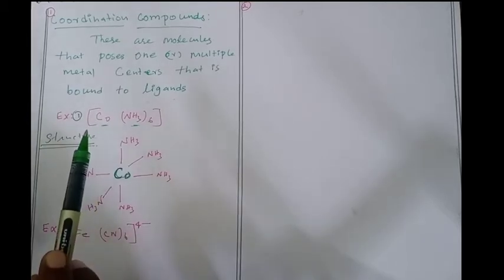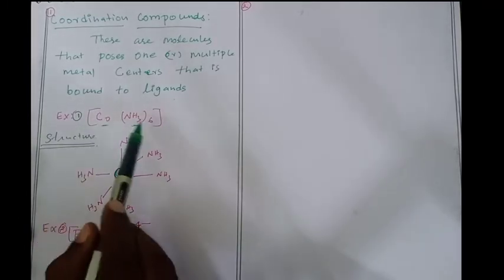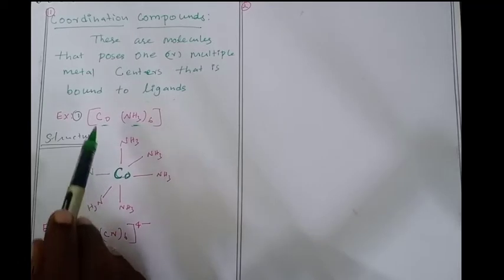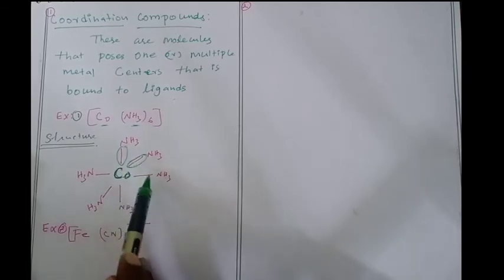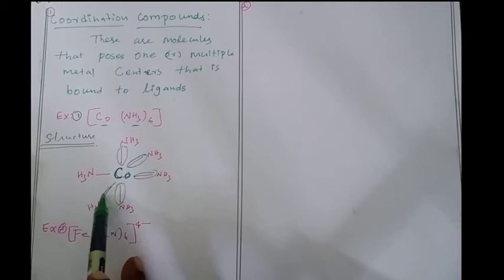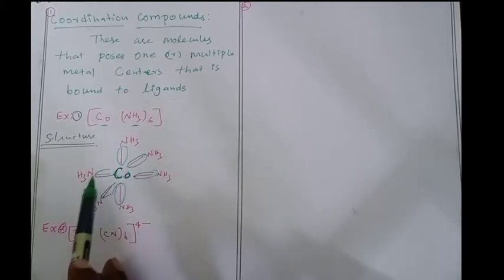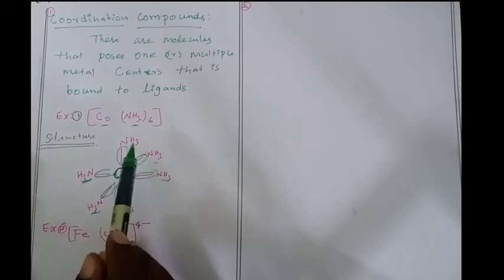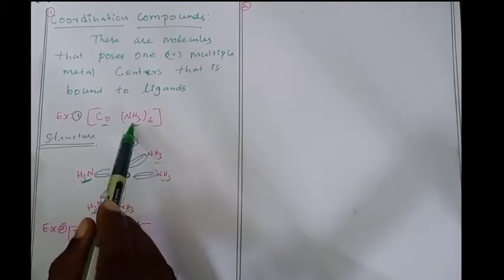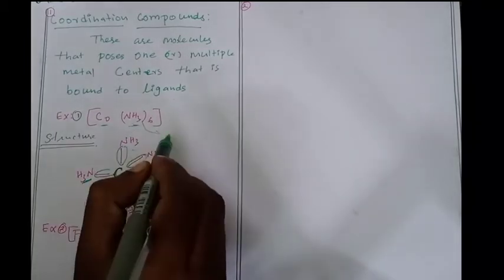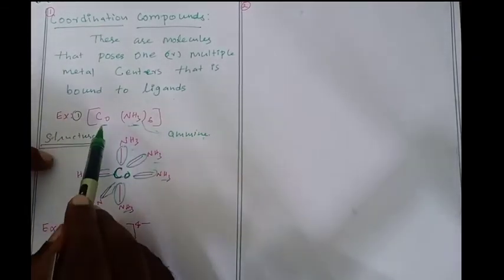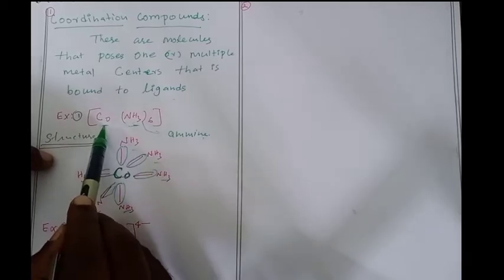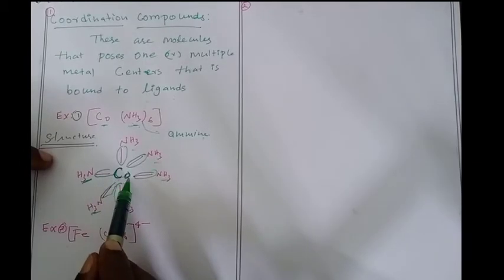The central metal atom is written inside the square bracket. This central metal atom can form a bond with the ligand. How many ligands are present in this complex? Six ligands, that means ammine. This cobalt can form bonds with the ligands. This is cobalt, which forms bonds with the ligands.